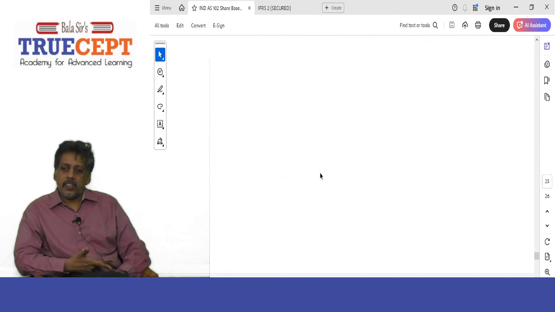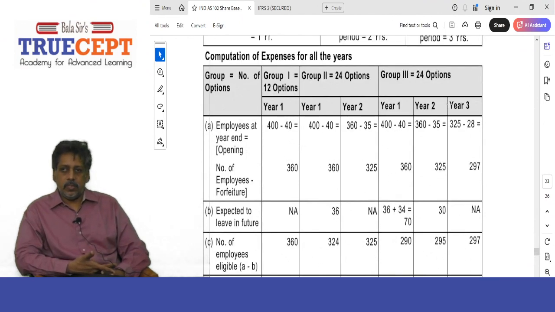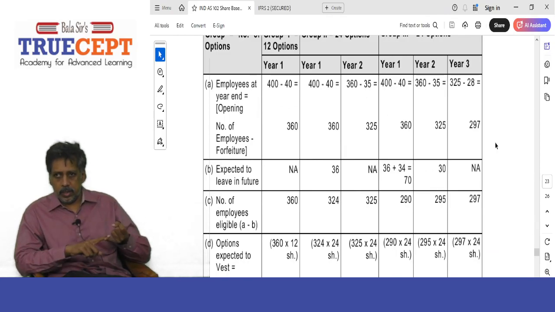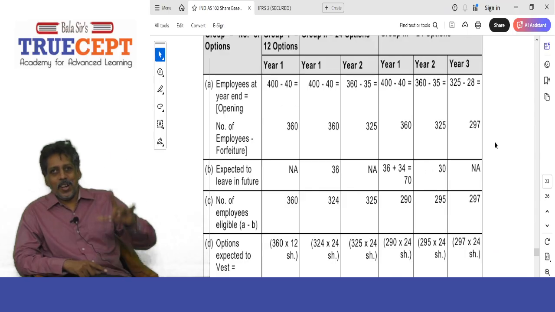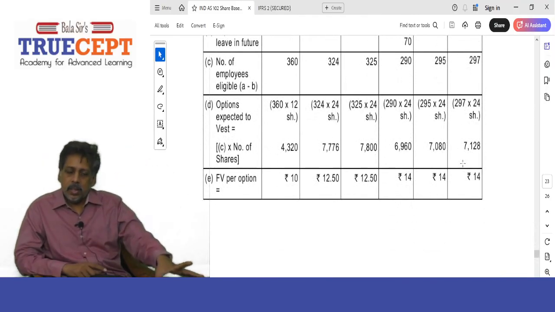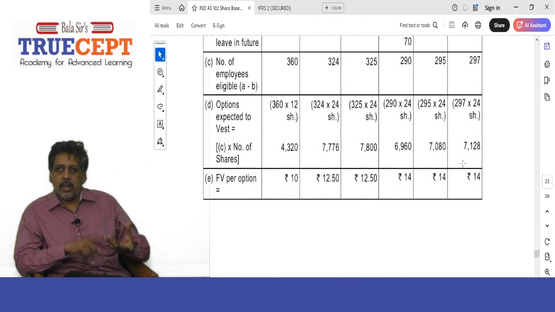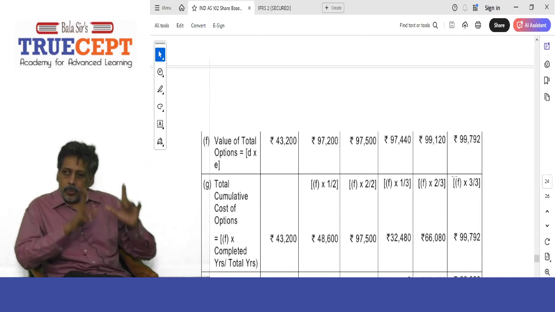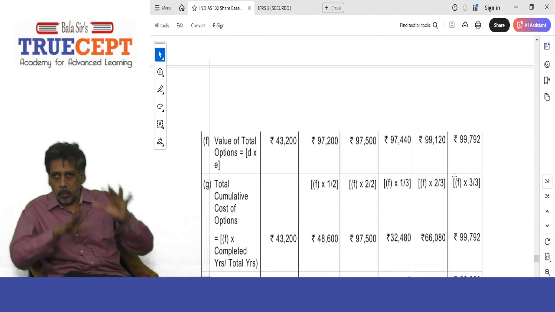Just see for year 3 expense, take only G3. 297 employees are actually there, that into 24 options in this G3 group, into rupees 14, into 3 by 3. How much do you get? 99,792. That is the total amount of expense to be recognized across 3 years, cumulative.